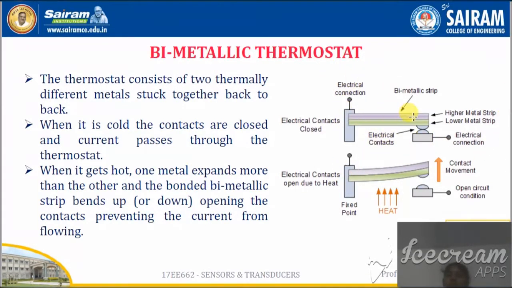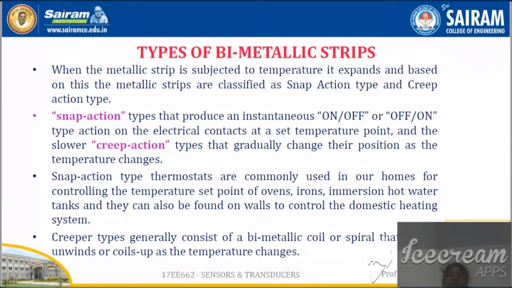When this metal strip is subjected to temperature variation, that is, when it is heated, the temperature varies between these two materials and one material starts to expand. It causes the normally closed electrical contact to open, and hence the current stops flowing through the circuit. This is the basic working principle of your bimetallic thermostat. There are two actions that take place in bimetallic strips. One is snap action, another is creep action.